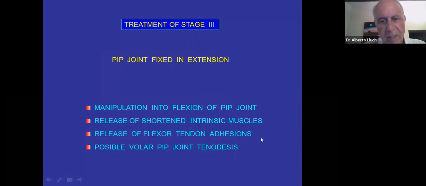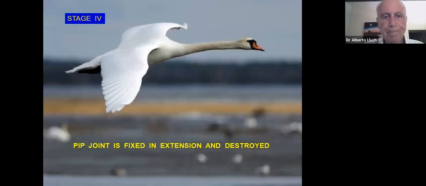You can do it by making a small incision proximal to the pulley and pulling the flexor tendons until you release all the adhesions. And if needed, you can do a PIP joint tenodesis with half of the sublimis, as I have shown before. And finally, stage 4.